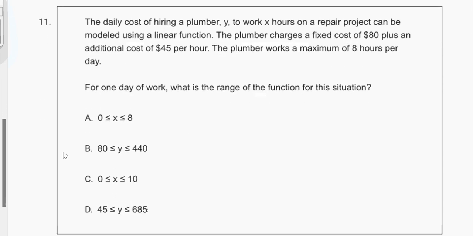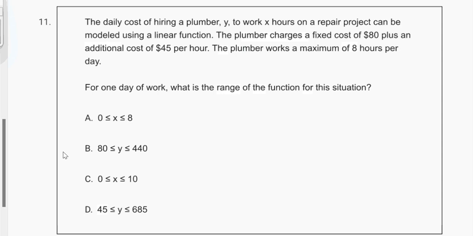Number 11, the daily cost of hiring a plumber to work x hours on a repair project can be modeled using a linear function. The plumber charges a fixed cost of $80 plus an additional cost of $45 per hour. The plumber works a maximum of 8 hours per day. For 1 day of work, what is the range of the function for this situation?